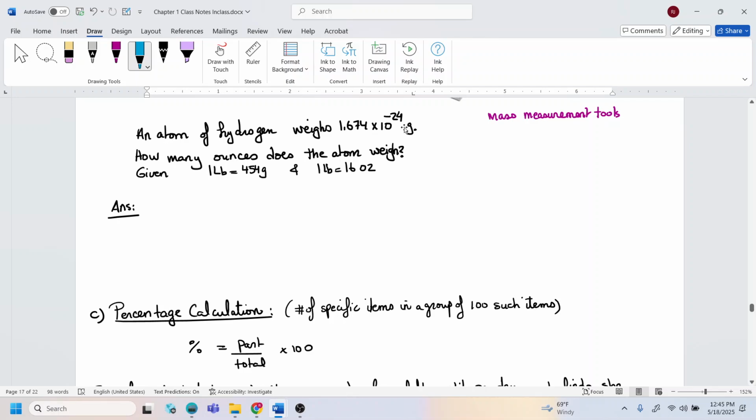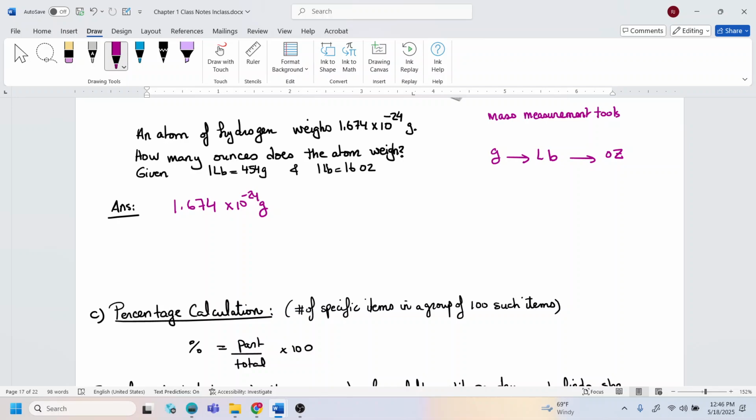So start with your given, and my given over here is 1.674 times 10 to the minus 24 grams. The idea here is that I want to change the grams into pounds, and then the pounds I want to change into ounces. So it's a two-step process.